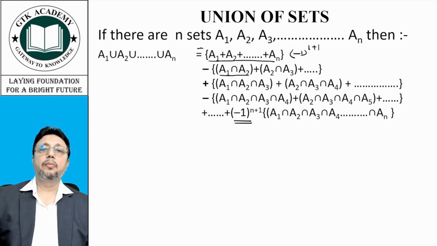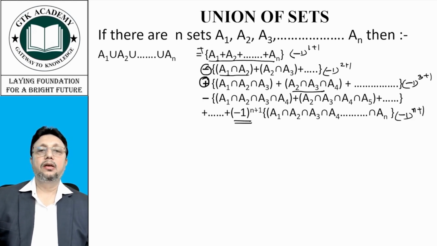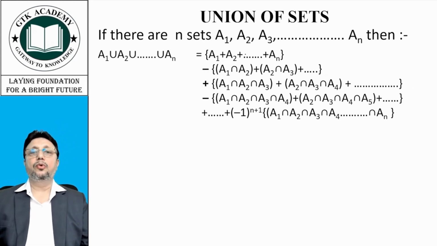Then it will become plus here. Here we are taking 2, so minus 1 raised to the power 2 plus 1. Then this will be minus. Here we are taking 3, so minus 1 raised to the power 3 will be minus, plus 1, that will be plus. Hence, if we are taking n, minus 1 raised to the power n plus 1. So that is why we have taken like this. So this is the general formula.